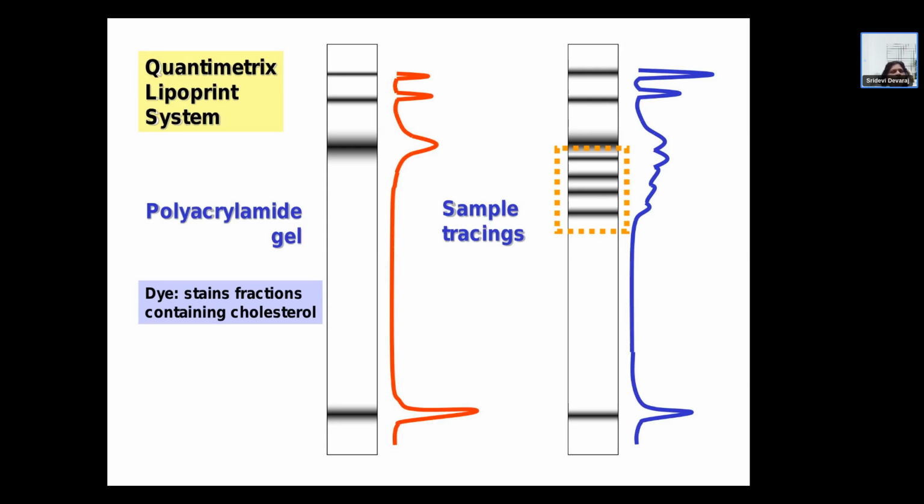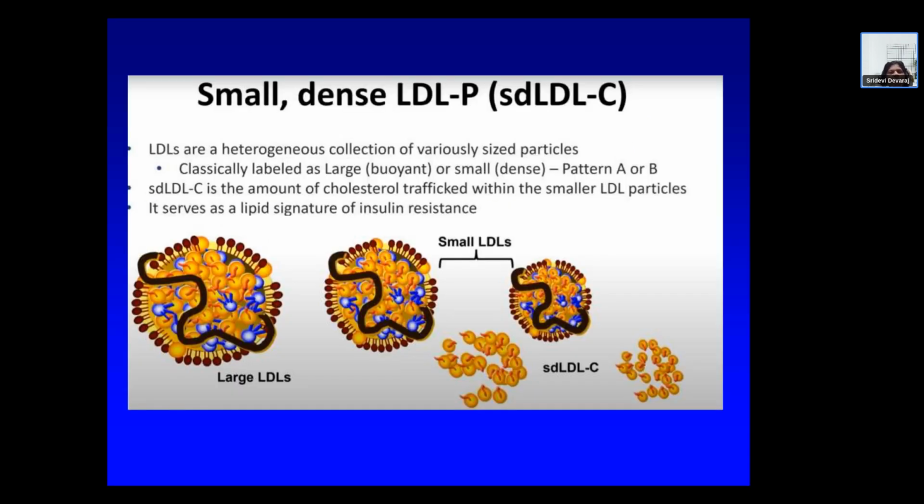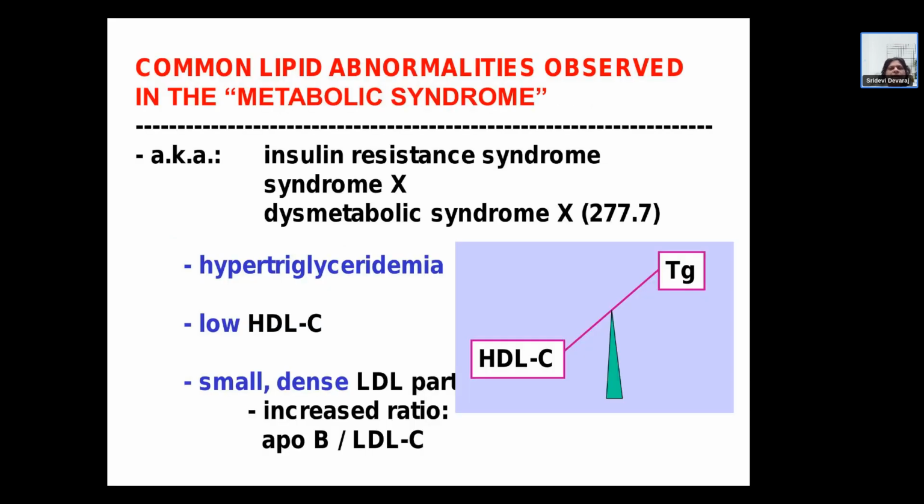electrophoresis or mass spec. So small dense LDL, again, we talked about the amount of cholesterol within the smaller LDL particles. They stay longer in the circulation. They are more atherogenic. So it's a good measure of your atherogenic index to measure small dense LDL cholesterol. And you do have immunoassays.